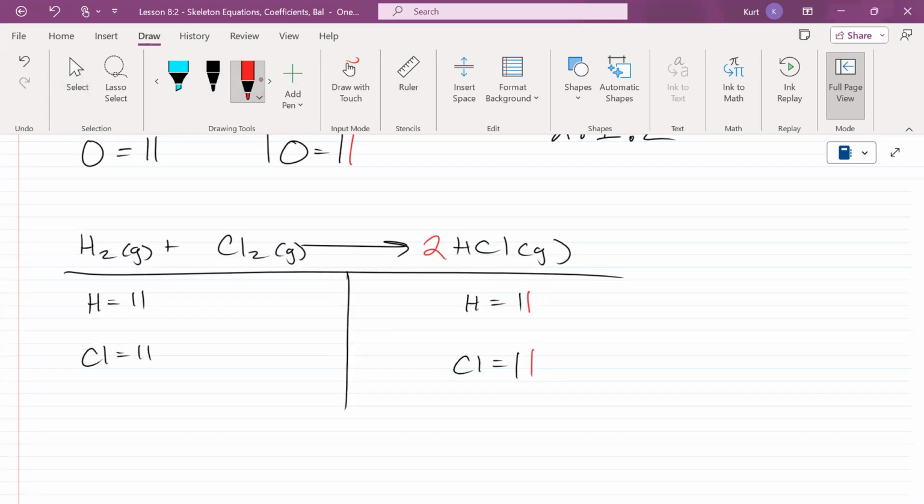That was it. So, Drew, what is the ratio of hydrogen to chlorine to hydrogen chloride? 1 to 1 to 2. You guys have to be able to find the ratio.